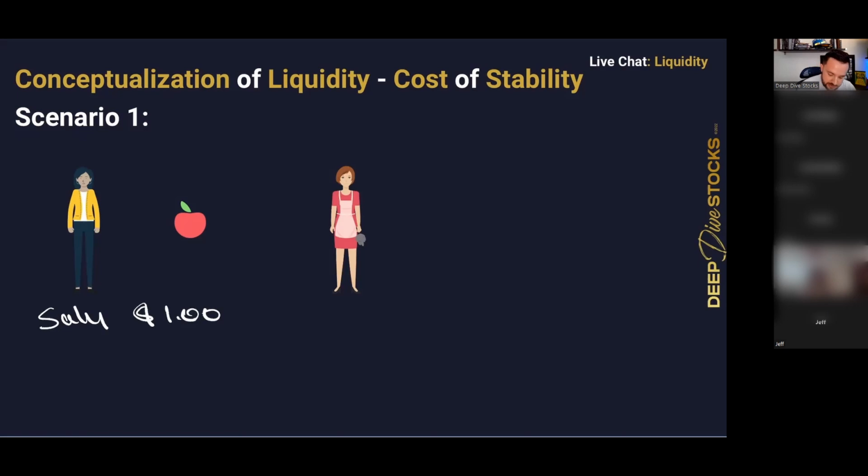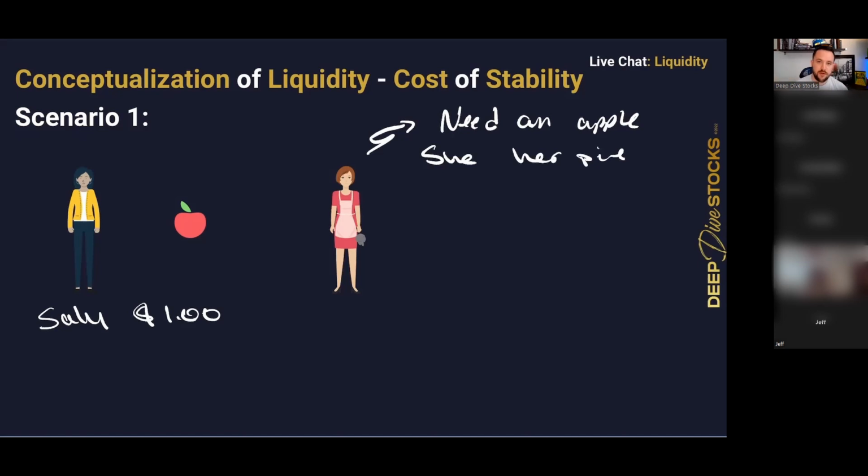Betty is in a predicament. She needs an apple. She burnt her pie, and she has a customer waiting at her bakery for this pie. She popped it out of the oven and it was burnt. Betty, in a rush, says, $1 for this apple is golden. Here's your apple, or here's your dollar. Give me my apple. I got to go bake this pie.